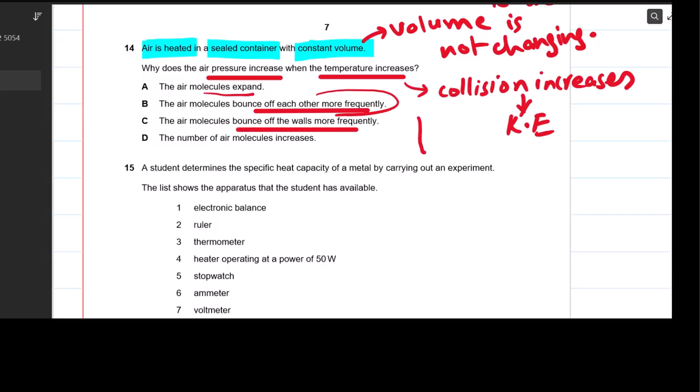This is a container. Here we have molecules. This molecule goes and hits the wall, then it comes back. Might be it hits another molecule. So C is right here. Number of air molecules increases, not possible.